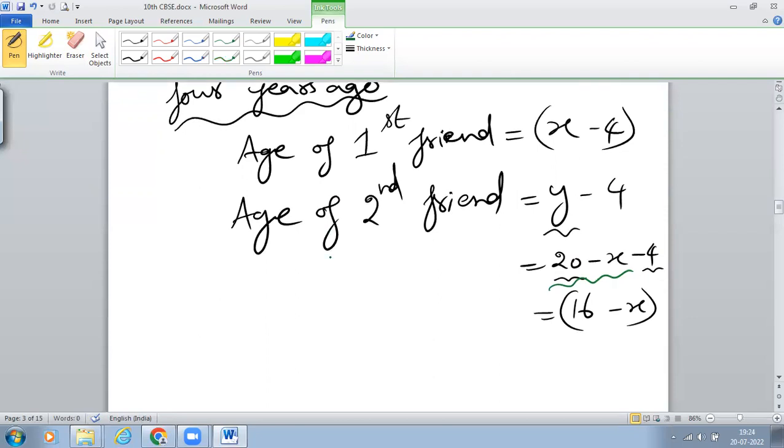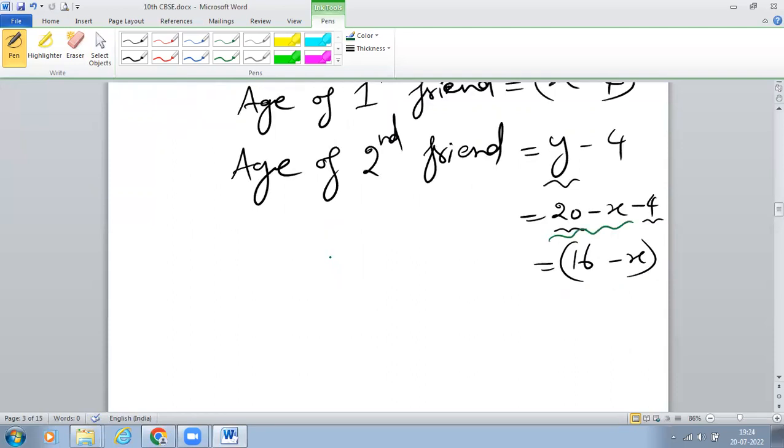So we got the age of the two friends 4 years ago. Now, next condition. The condition given here is that 4 years ago, the product of their ages was 48. Listen, 4 years ago the product of their ages is equal to 48. It is given in the question.